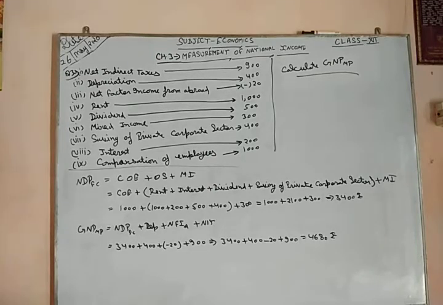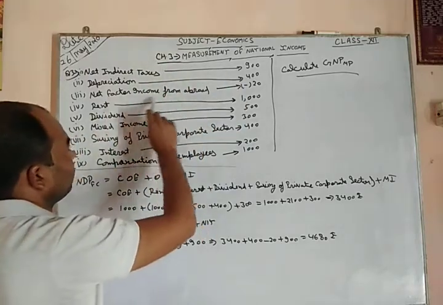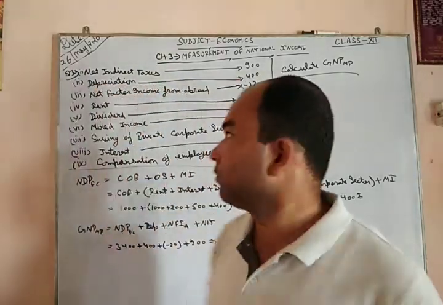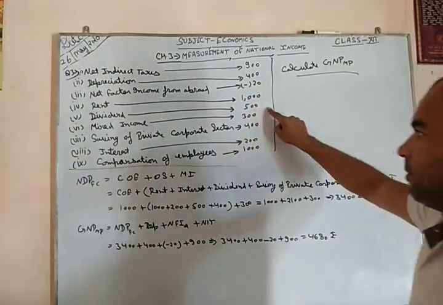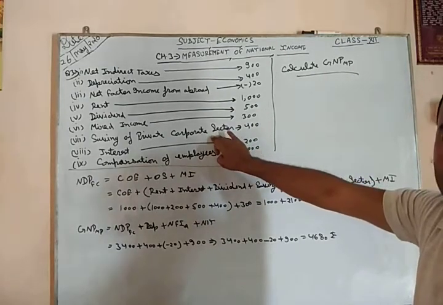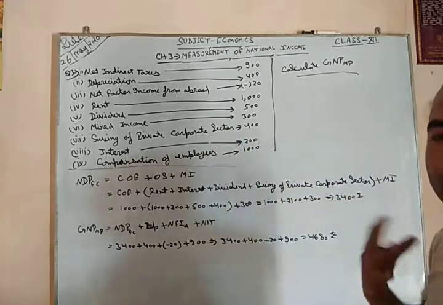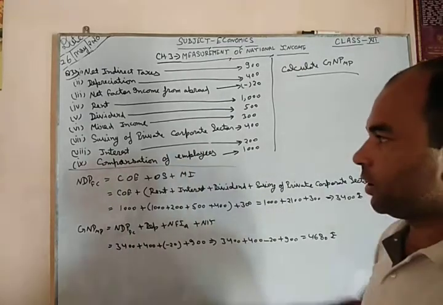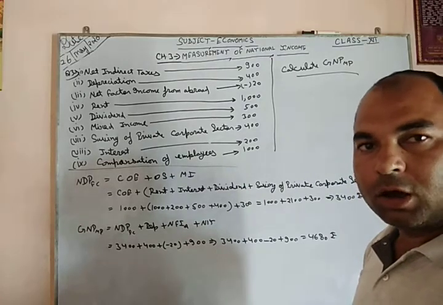So students, you can see example number 3rd. We have this data: net indirect tax 900, depreciation 400, net factor income from abroad minus 20 crore, rent is 1000, dividend 500, mixed income 300, saving of private corporate sector. तो सेविंग कहां से करते हैं? It is a part of profit. Is it clear to students? थोड़ा सा घुमा के दिया है क्वेश्चन में, लेकिन आप लोगों को कंफ्यूज नहीं होना है. Saving of private corporate sector, it is a part of profit. Is it clear to students?